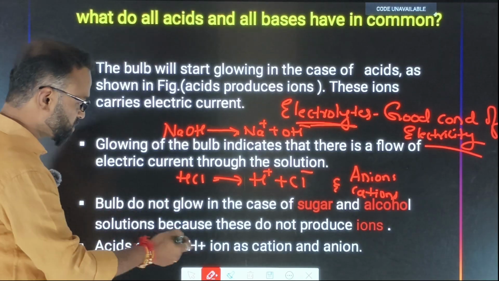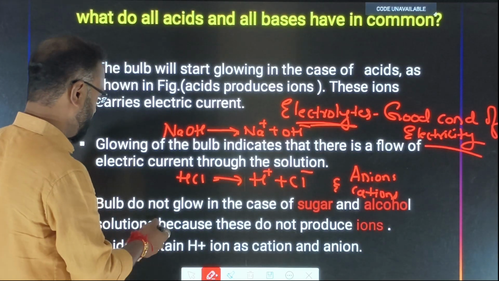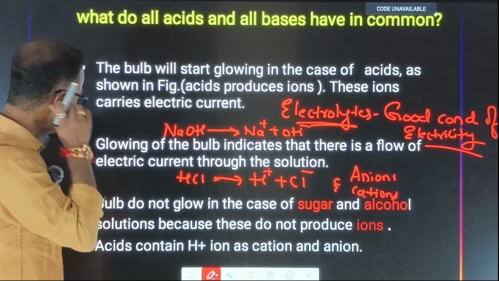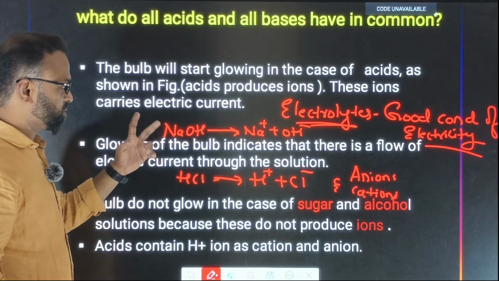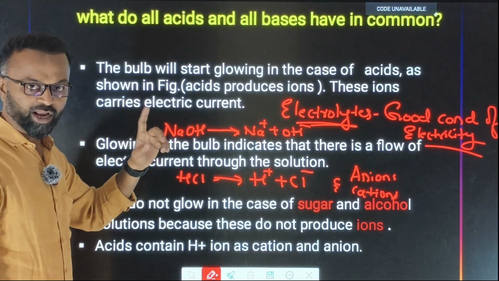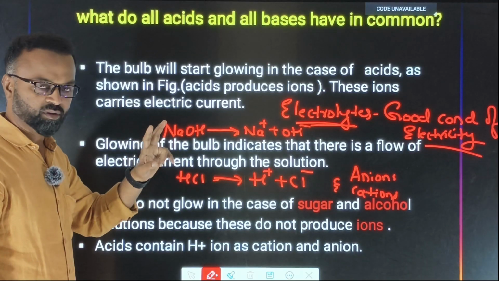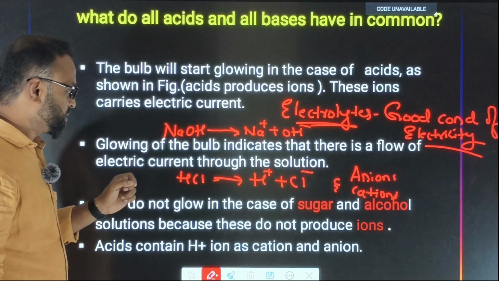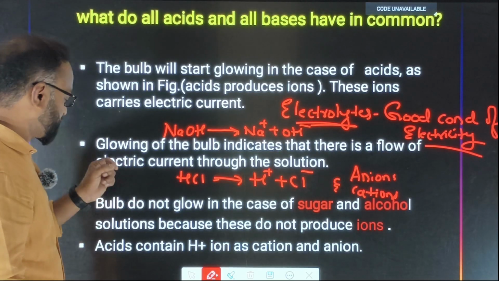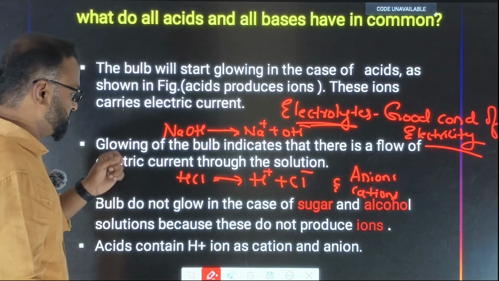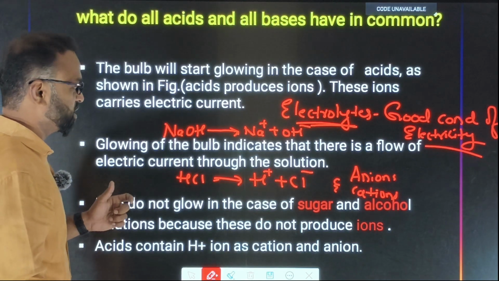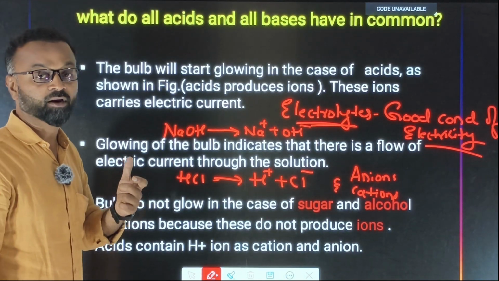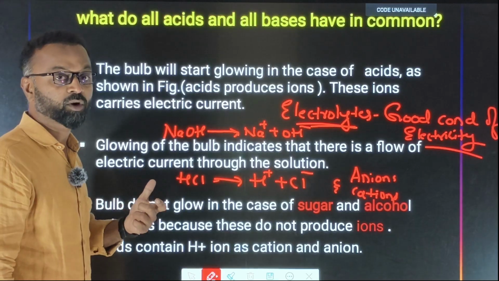Similarly, let us try to understand the next point now. See here, two things are common. One, both are good electrolytes. Both can produce ions in the aqueous state. But a question might arise: in which solution will the electric current not flow?